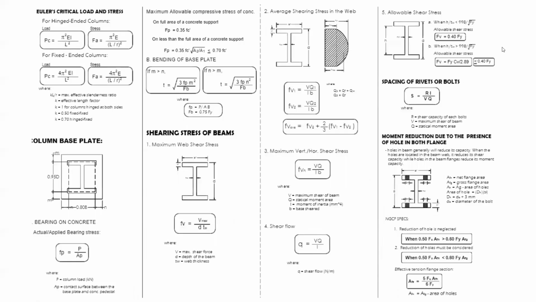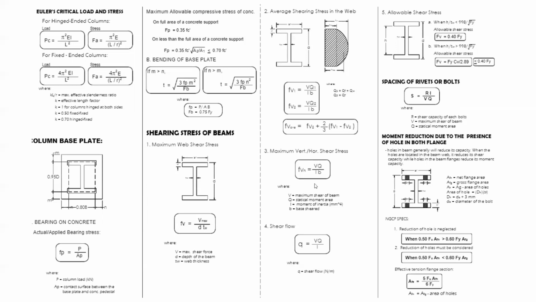So here, this is very important. This is a summary of all the formulas commonly used in steel design. So you have the Euler's load and stress. You have column base plate, Fp is equal to P over Ap. You also have the maximum allowable compressive loads, Fa is equal to 0.35 fc'. And then here, the one we always use, Fv is equal to V over the area, which is the depth times the thickness of the web.